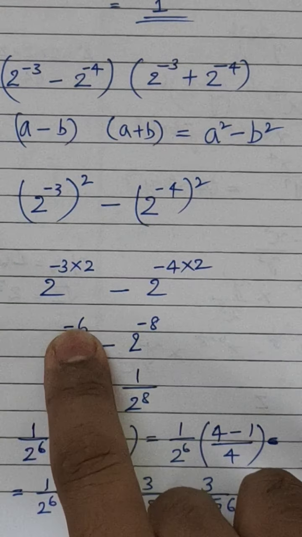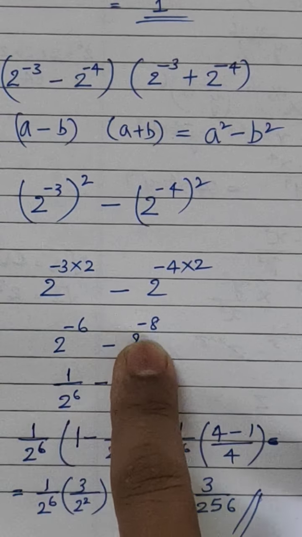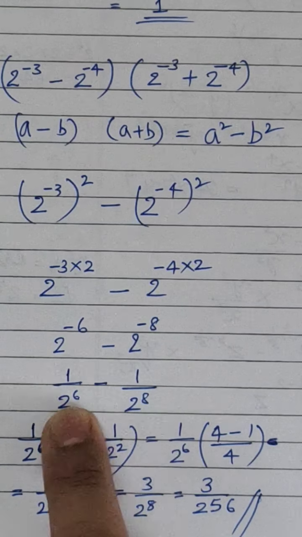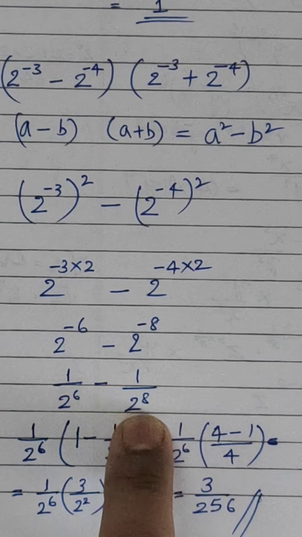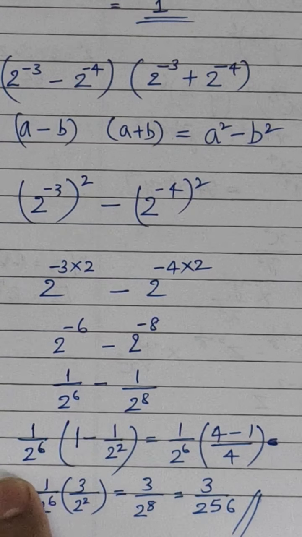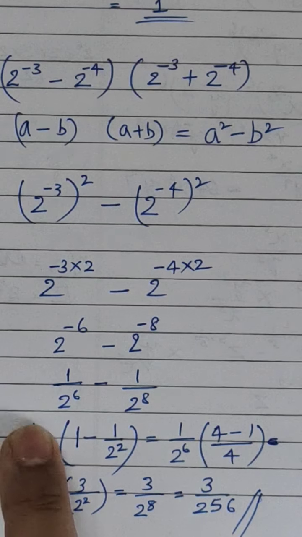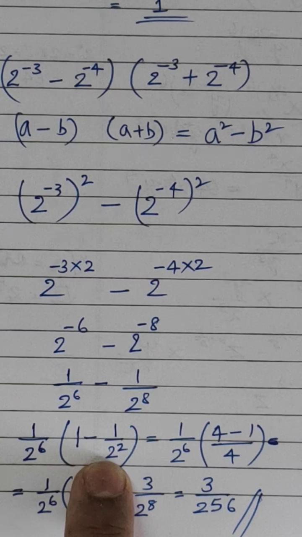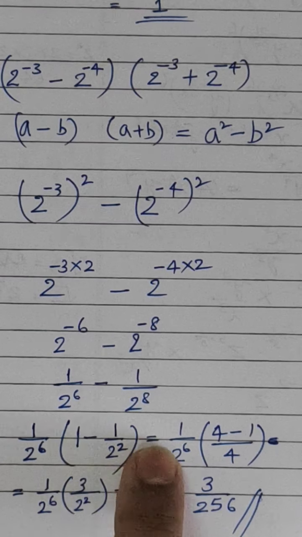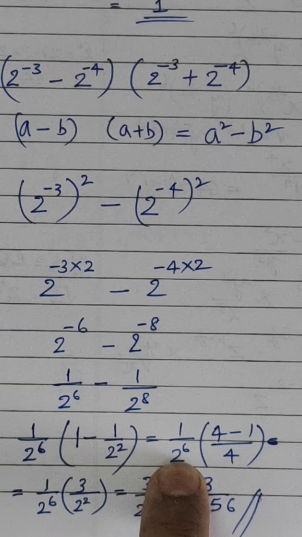So once we bring this, because of the minus sign here we are getting it into the denominator. It has become 1 divided by 2 to the power of 6 minus 1 divided by 2 to the power of 8. Take the common factor 1 divided by 2 to the power of 6 into 1 minus 1 divided by 2 square, that is equal to 1 divided by 2 to the power of 6.